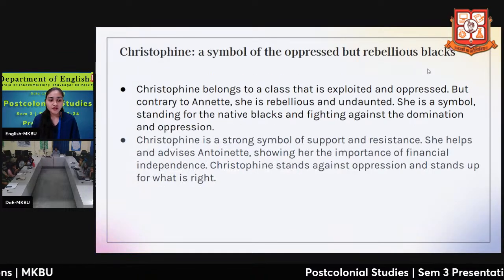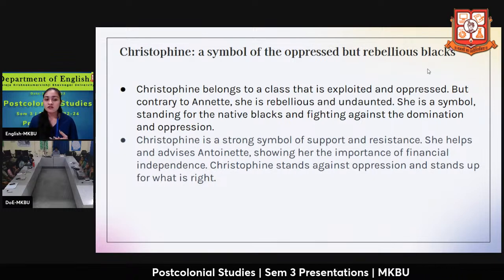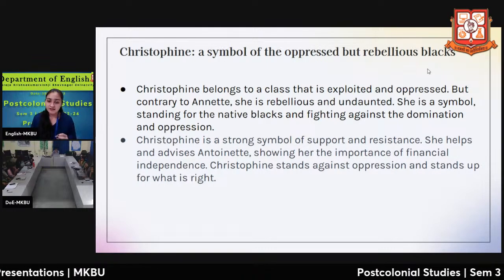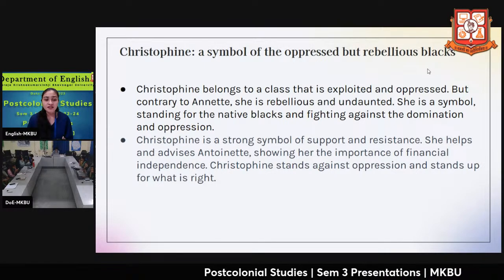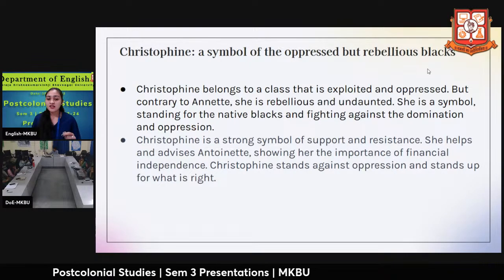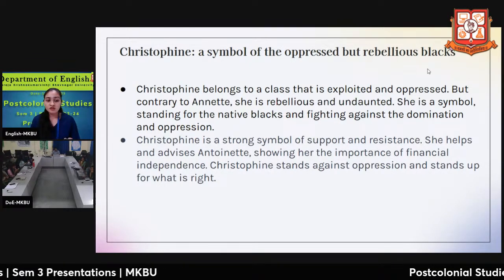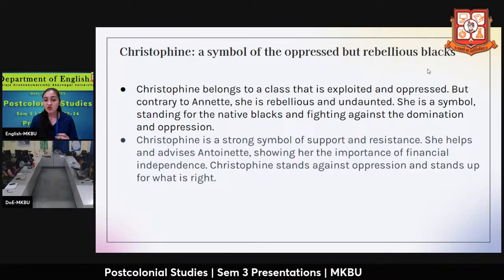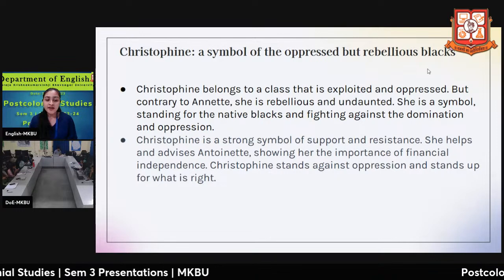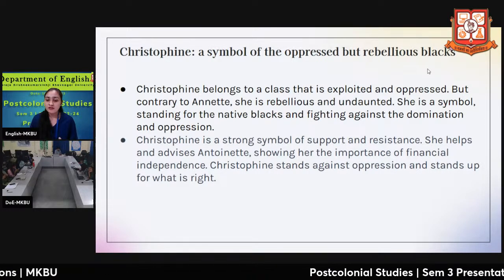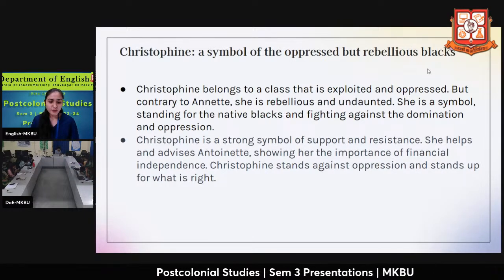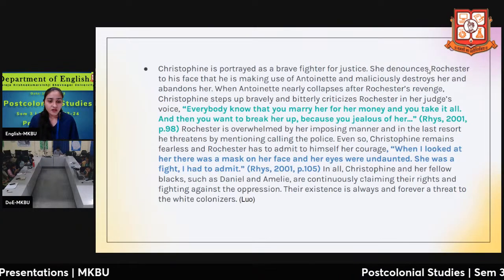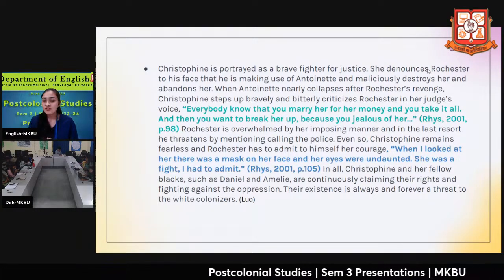Here is the second character, Christophine, a symbol of the oppressed but rebellious blacks. Christophine belongs to a class that is exploited and oppressed, but contrary to Annette, she is rebellious and undaunted. She is a symbol standing for the native blacks and fighting against domination and oppression. Christophine is a strong symbol of support and resistance. She advises Antoinette, showing her the importance of financial independence. Christophine stands against oppression and stands up for what is right. Christophine is portrayed as a brave fighter for justice in the novel.